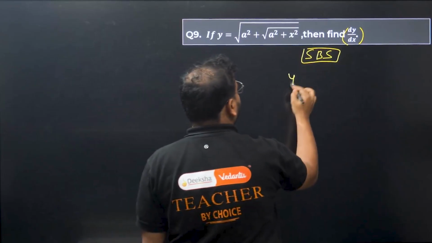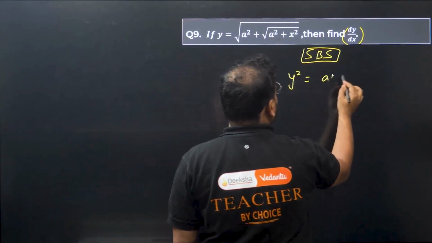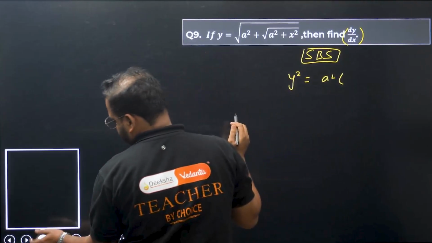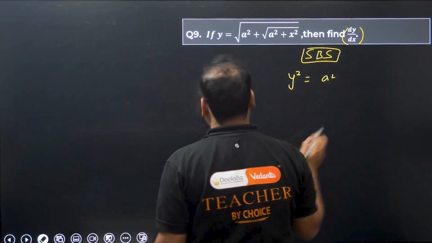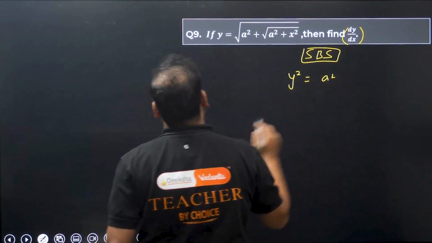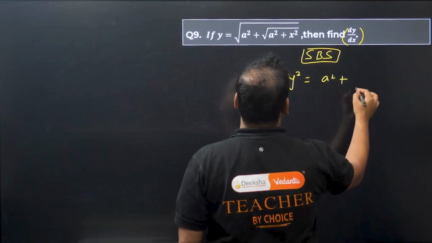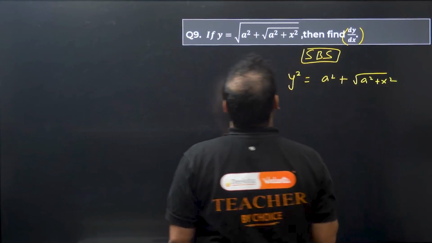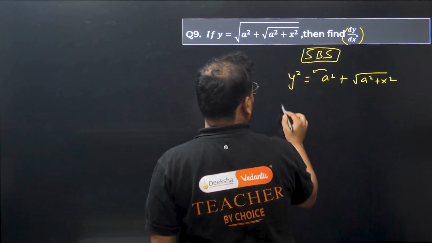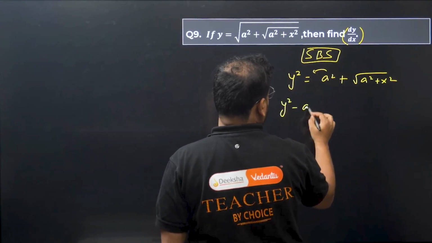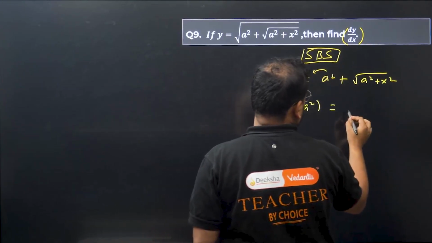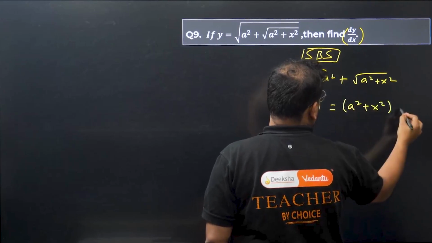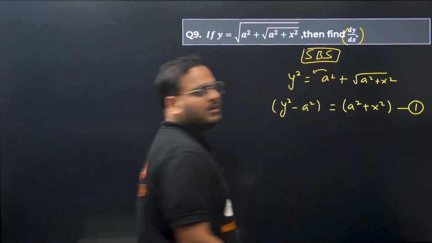You get here y square equals to a square plus, not times, plus. There's a mistake. It's a plus, not times. So a square plus root of a square plus x square, right? Now bring this a square on this side, so I get here y square minus a square equals to root of a square plus x square. This is my equation number 1.